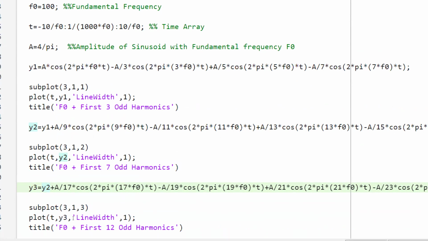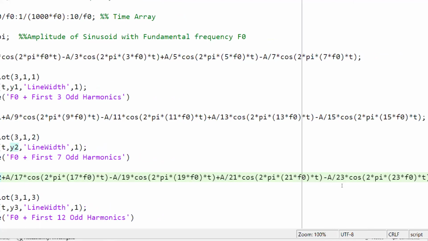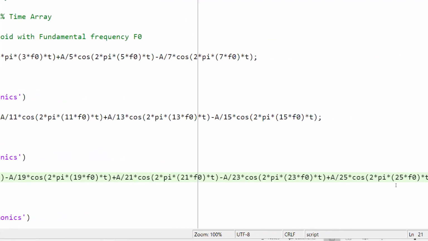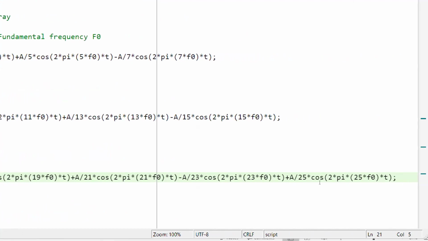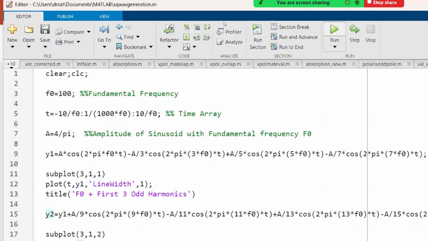So in the last plot, I have considered the fundamental frequency f naught and the first 12 odd harmonic terms. Okay, and then we can see what kind of results we can observe. Here I have added up to 25f naught, right? Now if we execute this code, if you run this code, you will be able to observe this result. So we have these three plots.